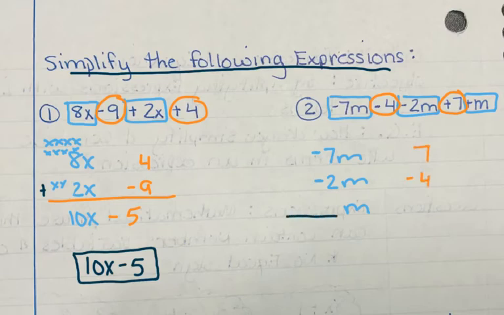Again, I just want to add all these together. When I do this, if there's no coefficient in front of my variable, that means it's a 1. If there's nothing there, it's a 1. So I've got negative 7 plus negative 2, which gives me negative 9. And then I've got plus a positive 1, which is going to give me a negative 8.